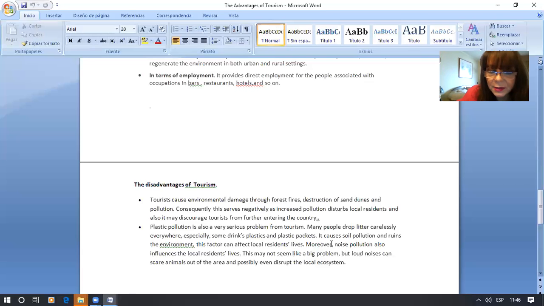And the other thing is that sometimes some places are protected, so this is good, this is an advantage. And tourism also improves local infrastructure. This is also good because we can see places that look better, or we can find new places, new hotels, new restaurants. So this changes, for example, how the city looks.